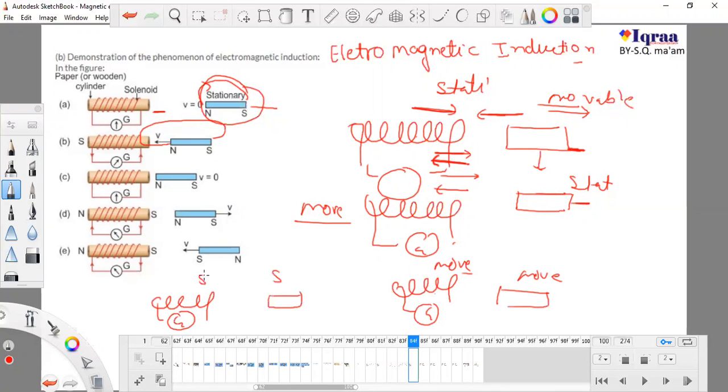Okay, if both of them are stationary, then there will be no induction and there will be no change in the needle of the galvanometer. So you can move one thing, or you can move two things, or you can move both. You can move this, you can move that, or you can move both of them, but you cannot keep both of them stationary, otherwise there will be no induction of current. So we induce the current.